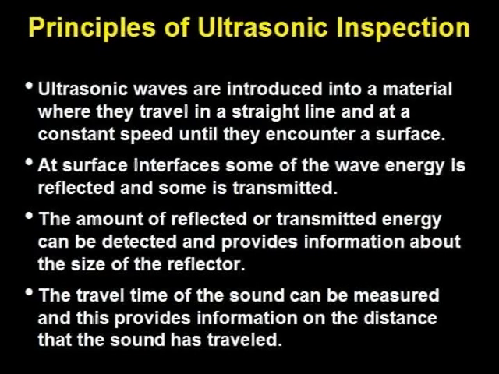The location of the reflector can be deduced from the round-trip travel time for the pulse because the velocity is known. The size of the reflector can be deduced by scanning the transducer and comparing the amplitude of the signal to known reflector sizes at the known distance.